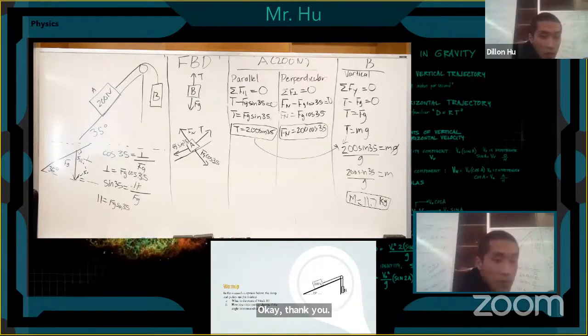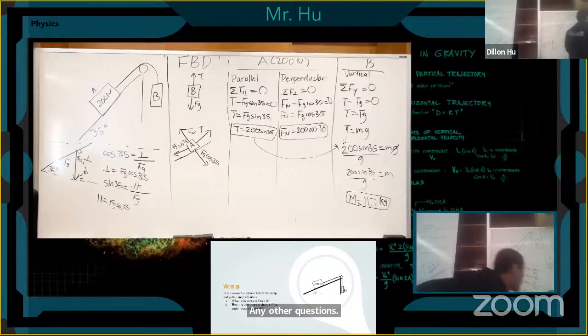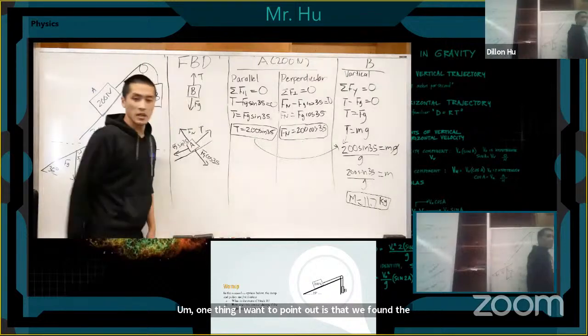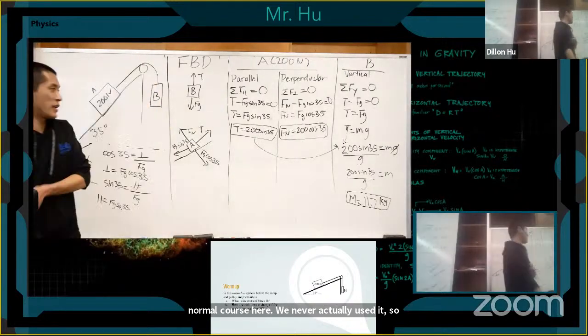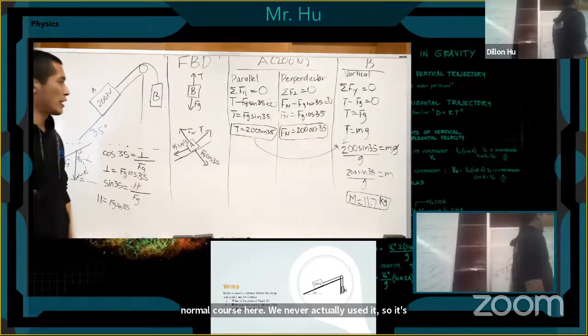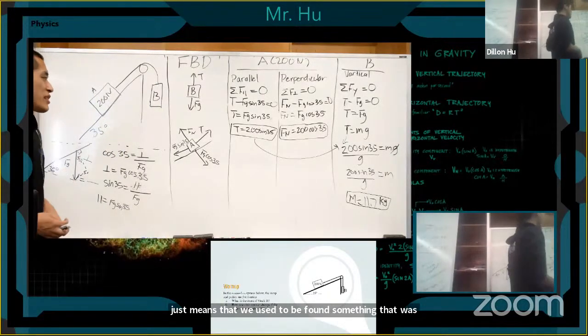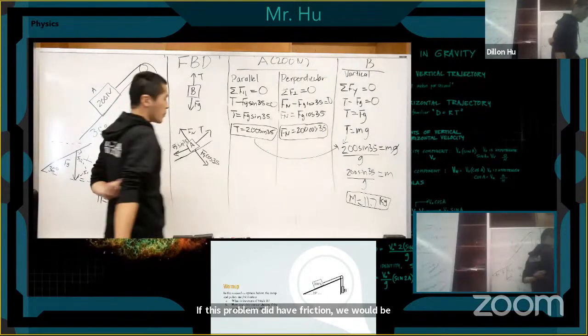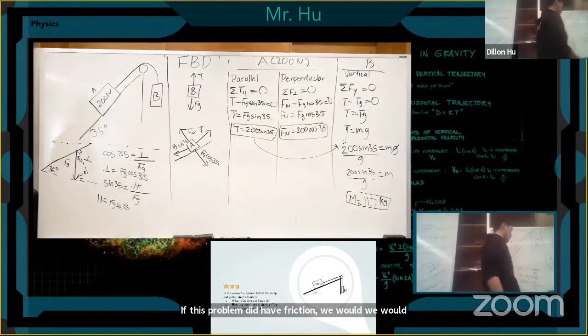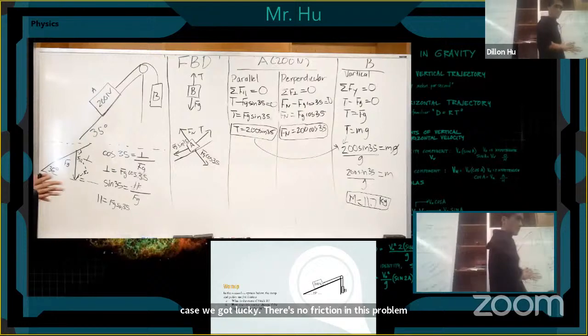Any other questions? One thing I want to point out is that we found the normal force here. We never actually used it. So it's okay, right? It doesn't mean that you did anything wrong. It just means that we found something that we didn't necessarily need to use. If this problem did have friction, we would probably have to use the normal force here. But in this case, we got lucky. There was no friction in this problem, so we were actually okay.